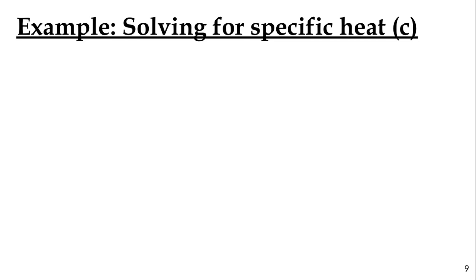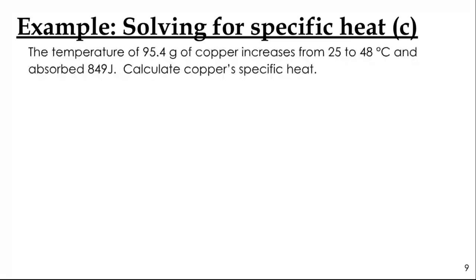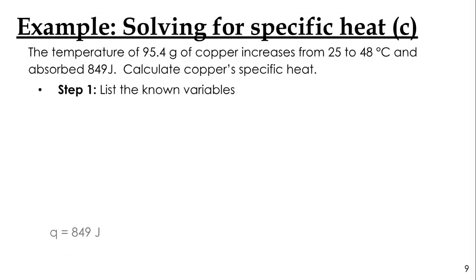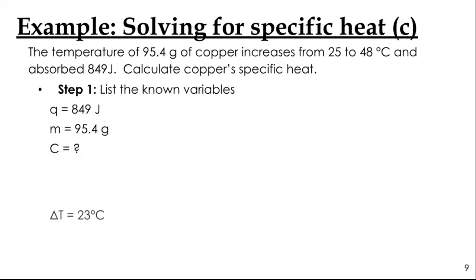Example, solving for a specific heat. Sometimes we'll have a different substance besides water, and we'll need to find the specific heat. So what will happen is the temperature of 95.4 grams of copper is increasing from 25 to 48 degrees Celsius and absorbed 849 joules. To calculate the specific heat, we need to first list the known variables. Q is equal to 849 joules. m is equal to 95.4 grams. c is our unknown. And delta T is 23 degrees Celsius. I took my final temperature, 48 degrees Celsius, and subtracted 25 to get 23.